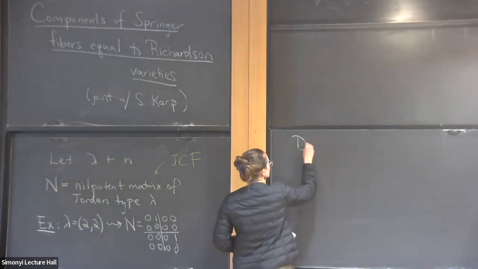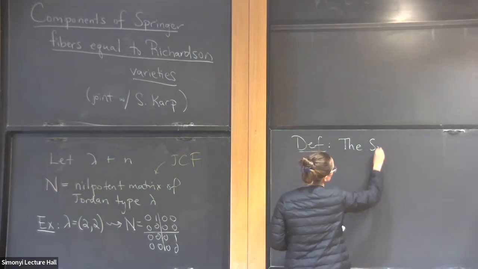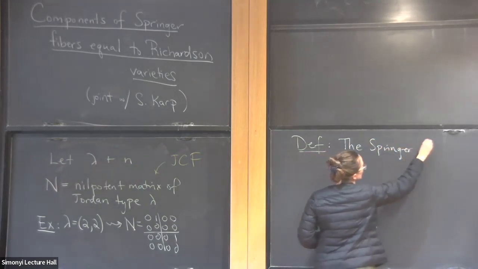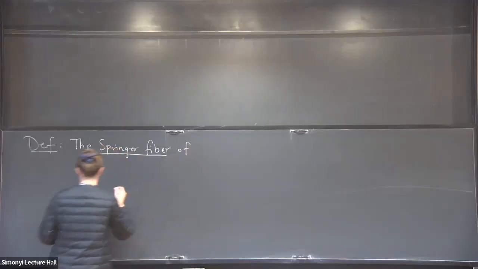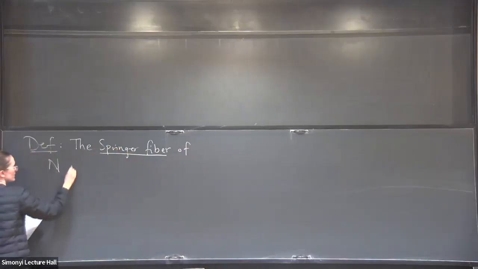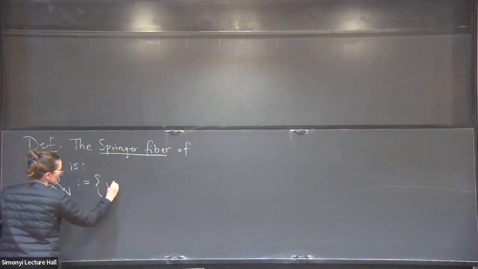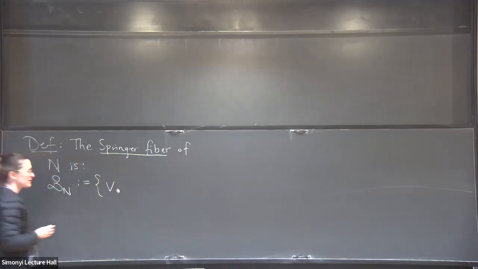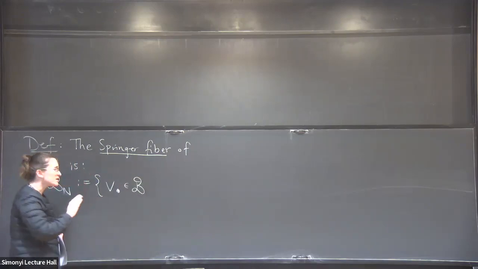So, definition. The Springer fiber of N is the following. I like to denote it with this fancy B symbol, and I put a subscript of N. And this will be a collection of all full flags in the flag variety. I like to use script B to denote the flag variety. And we're going to talk about type A.